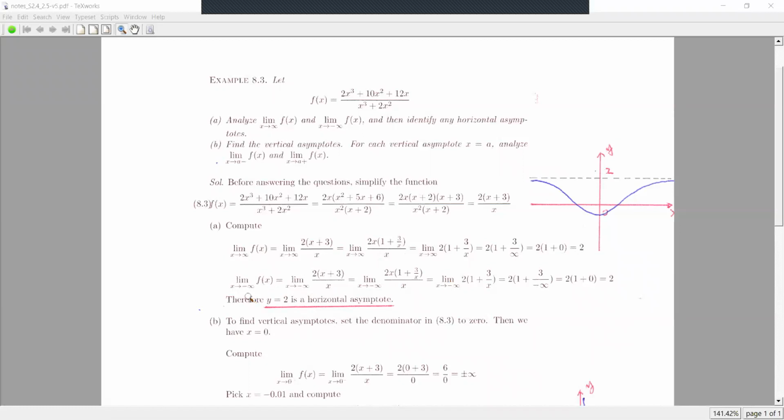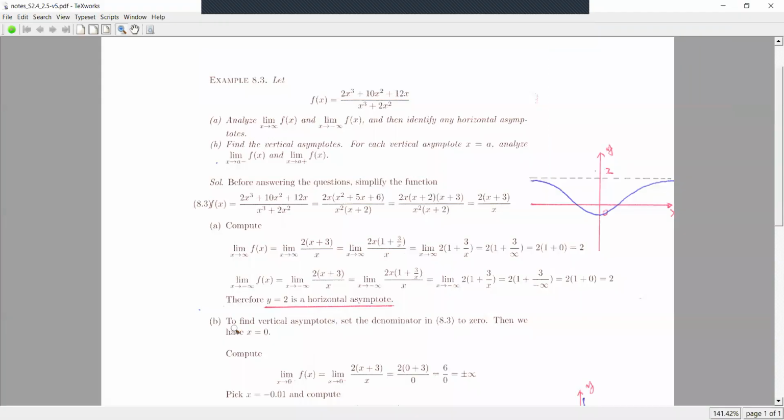Similarly, the limit at negative infinity is also 2. So the function in this example has only one horizontal asymptote. Only one horizontal asymptote. And the equation of this line is y is equal to 2.